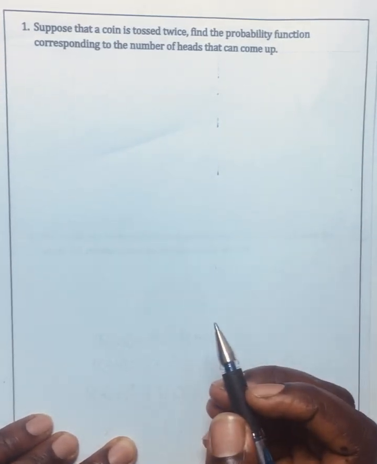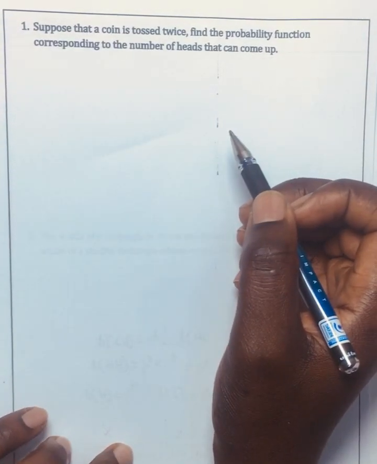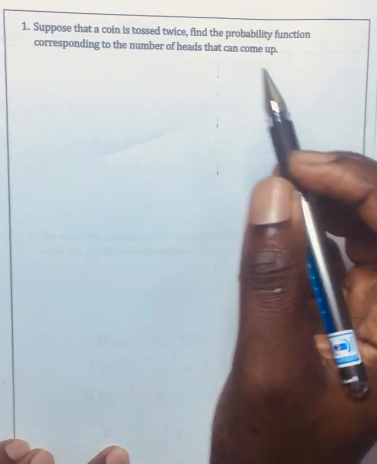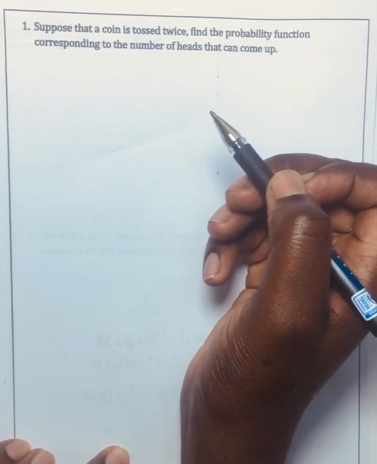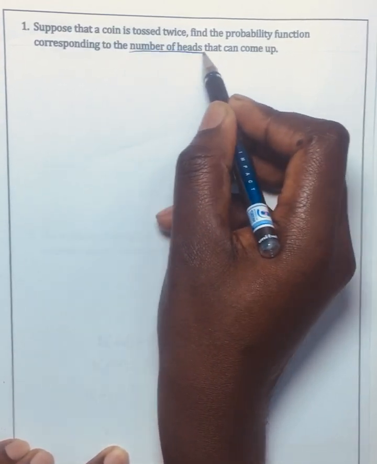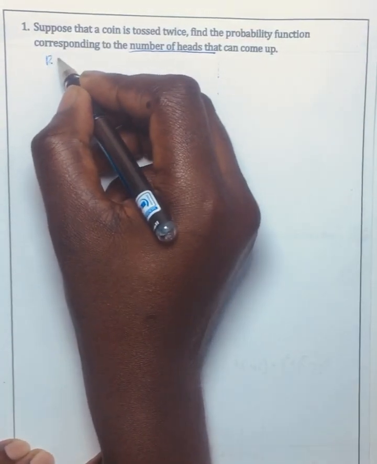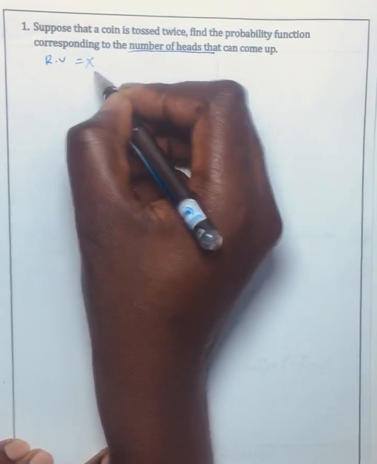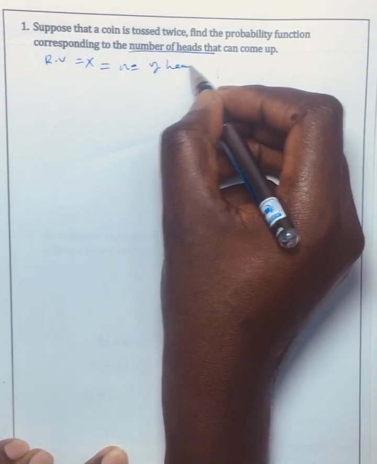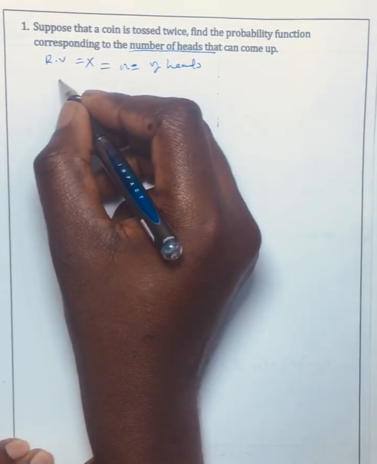Suppose that a coin is tossed twice. Find the probability function corresponding to the number of heads that can come up. For us to get the probability function, we first need to identify the random variable. In this case, it is all about the number of heads that can come up. So our random variable is x, and we can let it represent the number of heads.